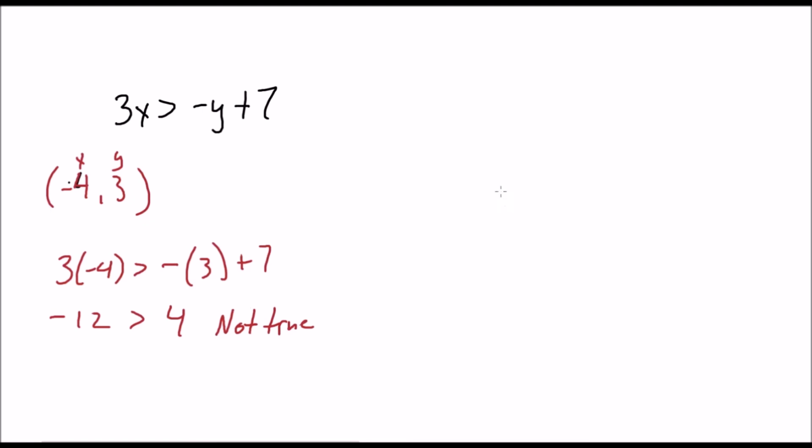So let's go to the point 2, 1. So my x and my y, and this is the last time I'm going to do it because I'm pretty sure we're all comfortable with that now. 3 times 2 is greater than negative 1 plus 7. 6 is greater than 6. Nope. We would need greater than or equal to make this true, and we do not have that, so this one is not a solution.